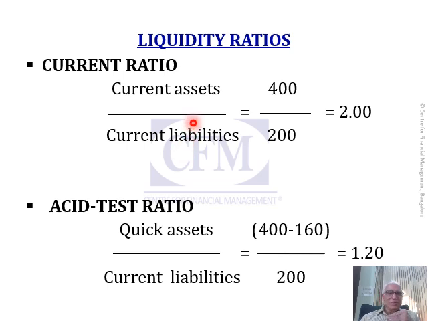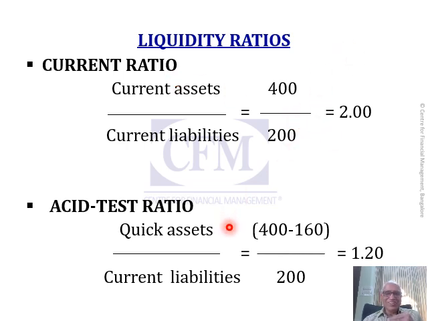For Horizon Limited, current assets are 400 million, current liabilities are 200 million. The current ratio is 2. Internationally, a norm of 2 is considered satisfactory. In India, for historical reasons, we use a norm of 1.33. So Horizon Limited has a very comfortable current ratio.